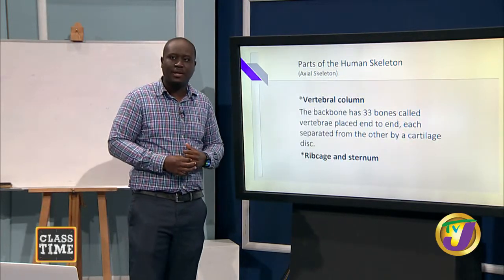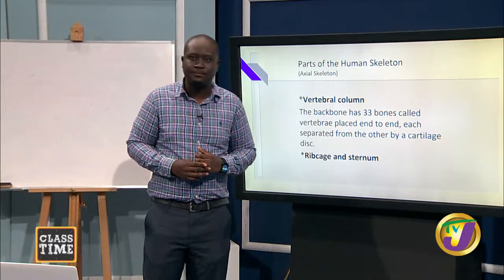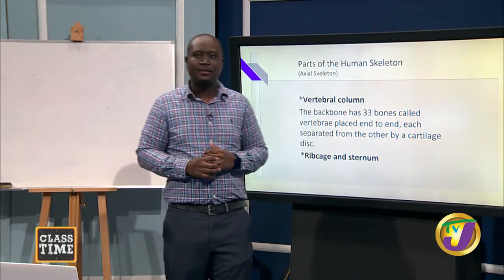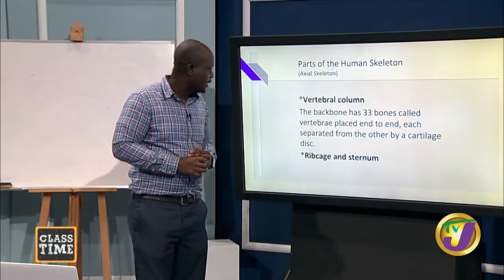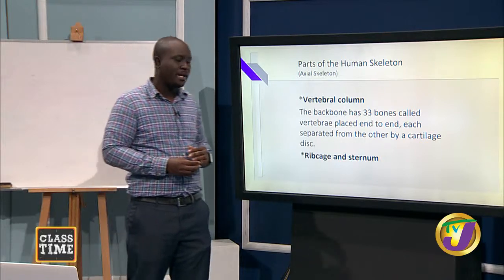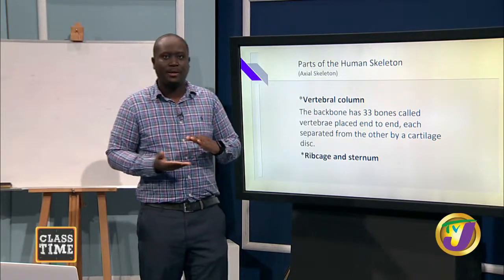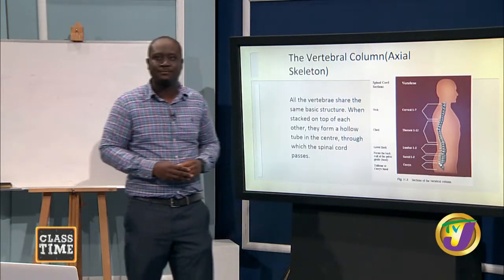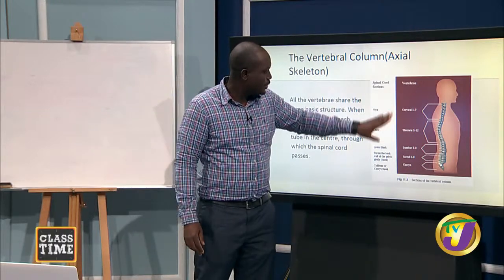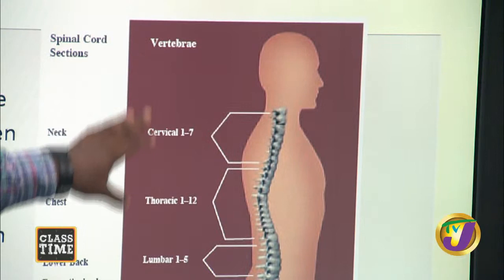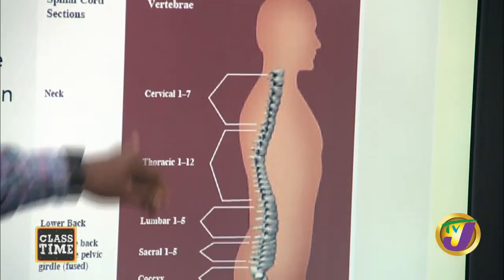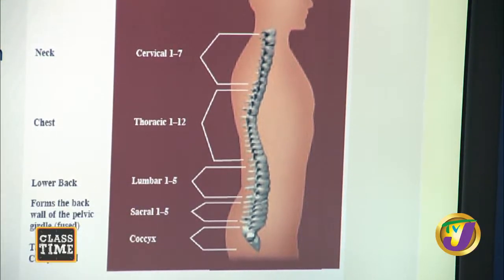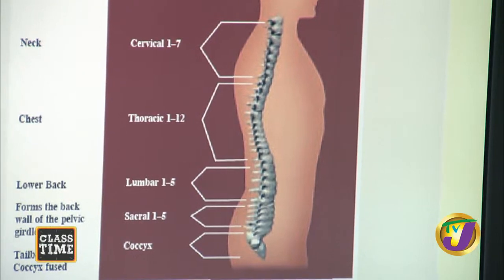Then you have the vertebral column, which is your backbone. Right? And there are 33 bones in the human vertebral column. And each of these vertebrae is separated by a disc of cartilage. And this is what it looks like. All right, so these are different parts of the vertebrae. There are 33 bones in all. So 7 cervical, 12 thoracic, 5 lumbar, 5 sacral, and then you have the coccyx.